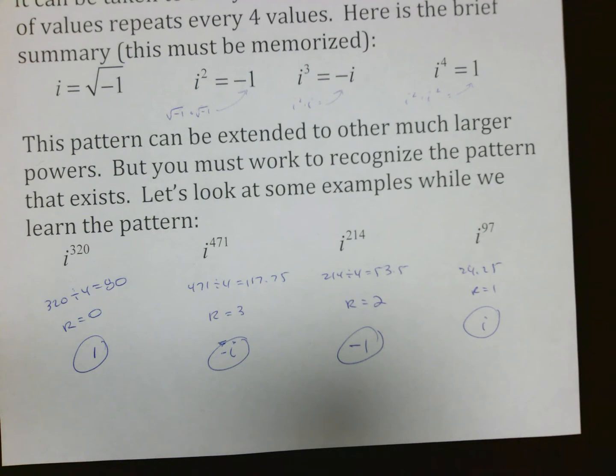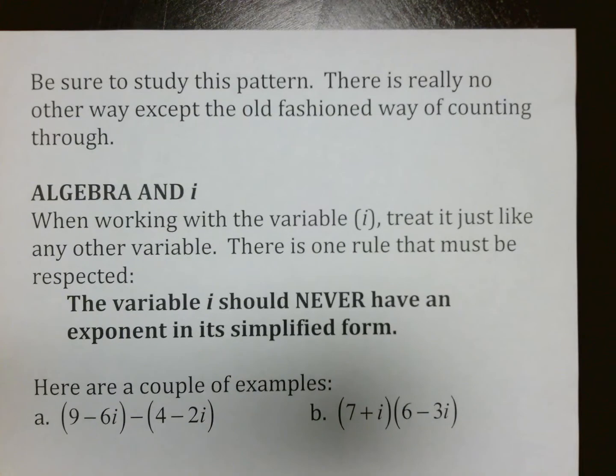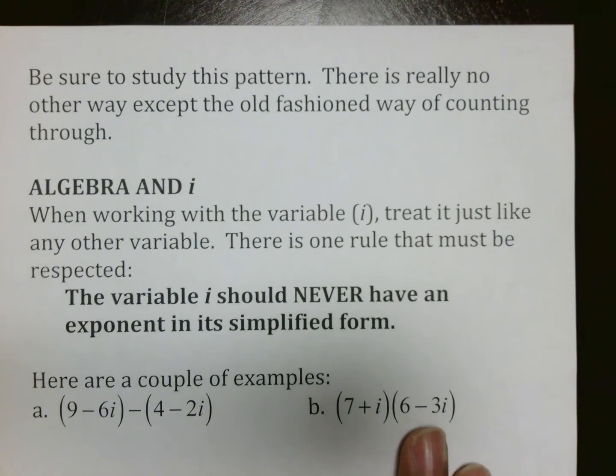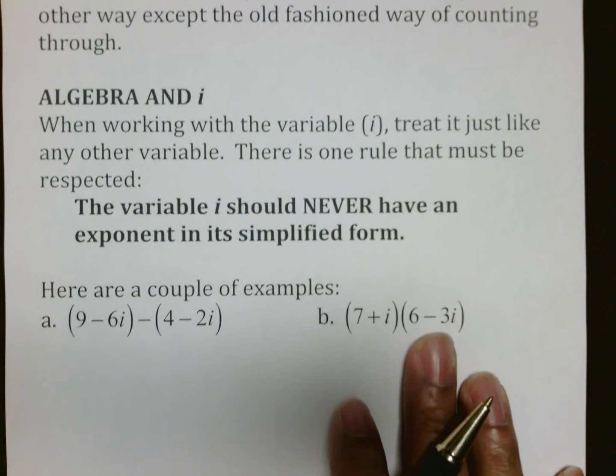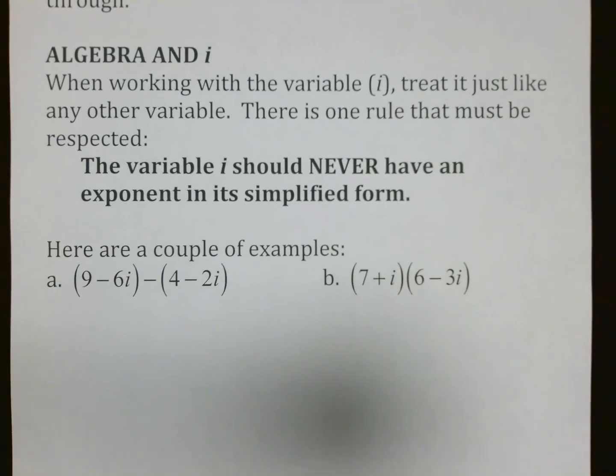So again, whenever you see that, just make sure you do that and knock out that information, because it's not that bad to do once you understand what's going on. Make sure you practice that, and once you have it down, I don't think you can mess it up too much after that. Again, be sure to study this pattern. There's really no other way except the old-fashioned way of counting through, which is, if you wanted to know what i to the 576th was, just to go through 1, 2, 3, 4, 1, 2, 3, 4, and keep going. So again, the pattern of dividing and using the remainder is probably the best and most efficient way to do it. I have not learned another one, and when I do, I will add it to my lessons, I promise.